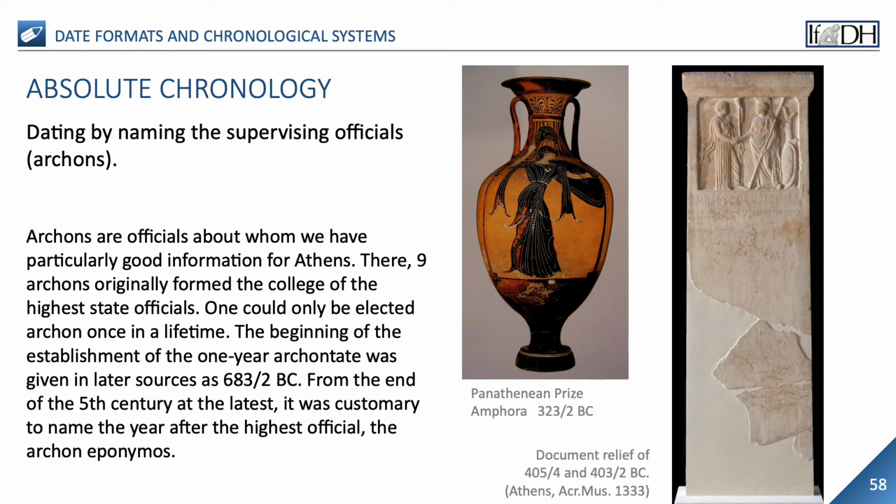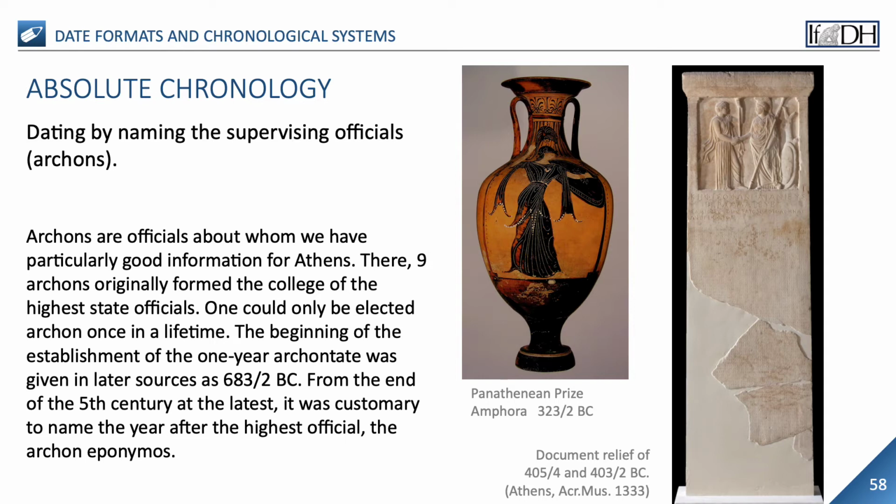From the end of the 5th century at the latest, it was customary to name the year after the highest official, the archon eponymos. However, the Attic year began with the first new moon after the summer solstice, that is, in July or August. Therefore, the year in Athens does not correspond exactly to our year. The Panathenaic prize amphora here must therefore be dated to 323 to 322 BC, and the document relief on the right contains two documents, one from the year 405 to 404, and below it one of 403 to 402 BC.